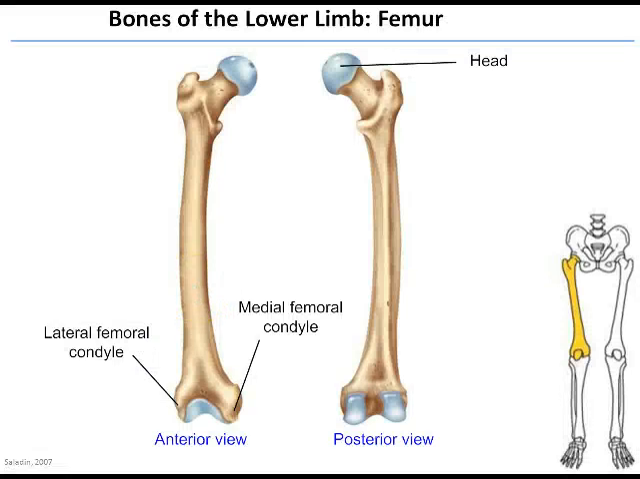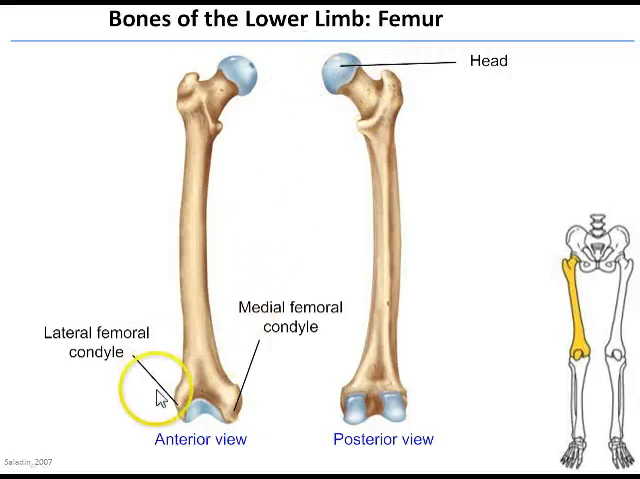Moving down to the femur. The femur is the longest bone in the body, and it can accurately estimate the stature of an individual. On the proximal end of the femur, we find the head of the femur, which articulates with the acetabulum of the os coxa to form the coxal joint.